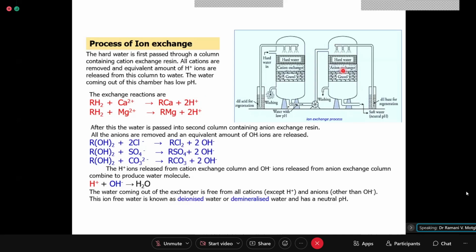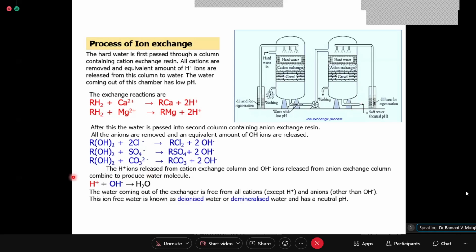So it is necessary that your next column should be an ion exchange resin where the exchange of the anion part takes place. That is why I told you that the resin for water softening should be in hydroxide form. Hydroxide form means it will exchange chloride, sulfate, and carbonate for OH minus, and when OH minus is released, this OH minus and this H plus together form a neutral molecule, H2O. So the water coming out from the anion exchange resin will be neutral.